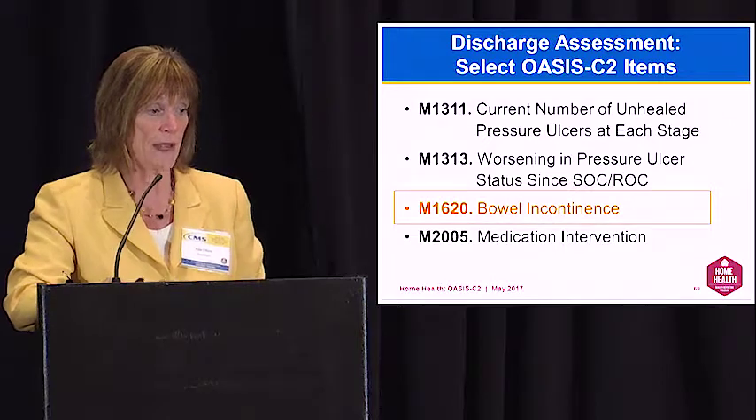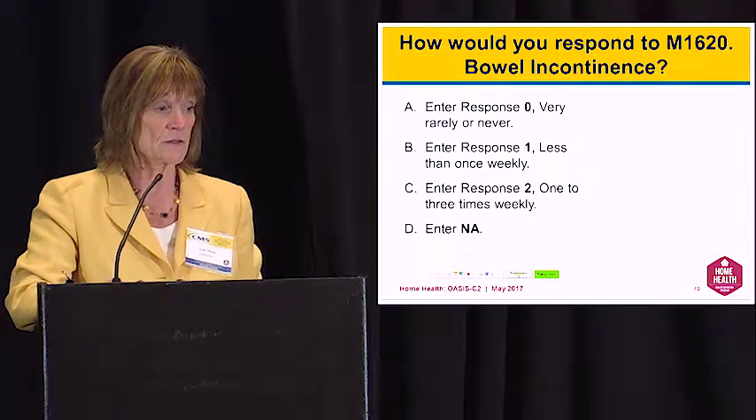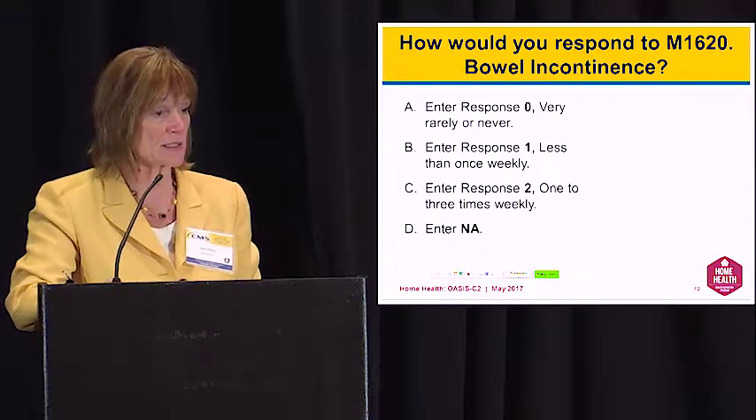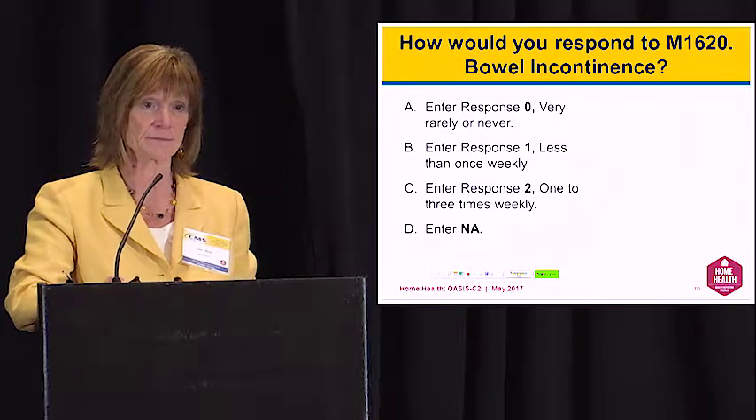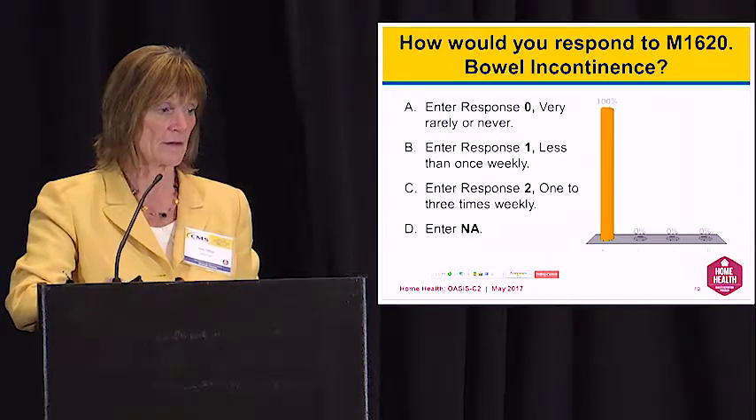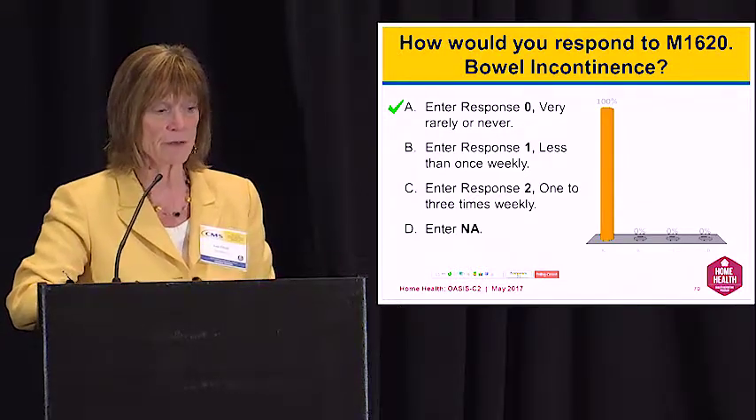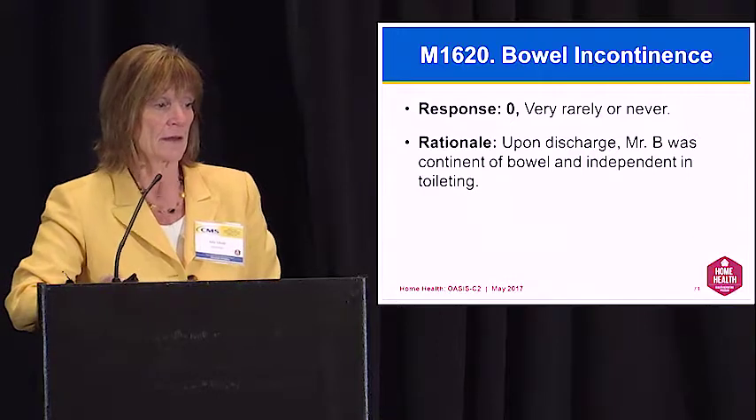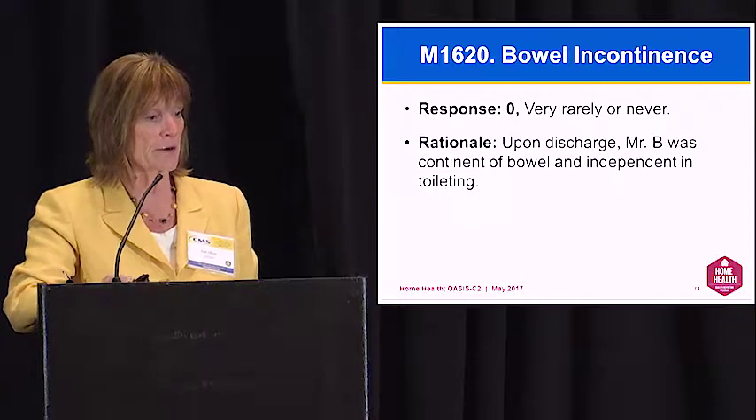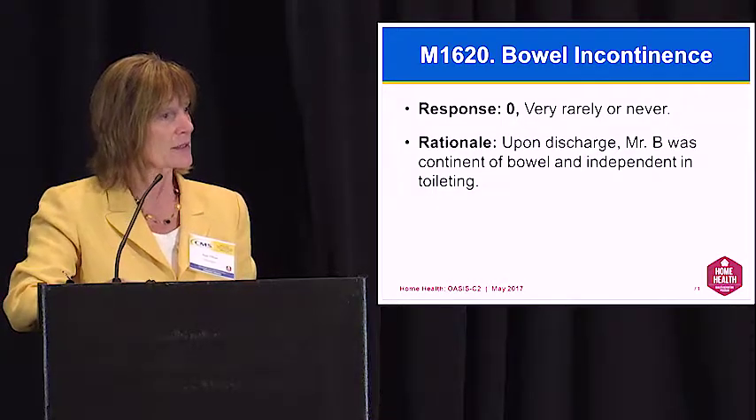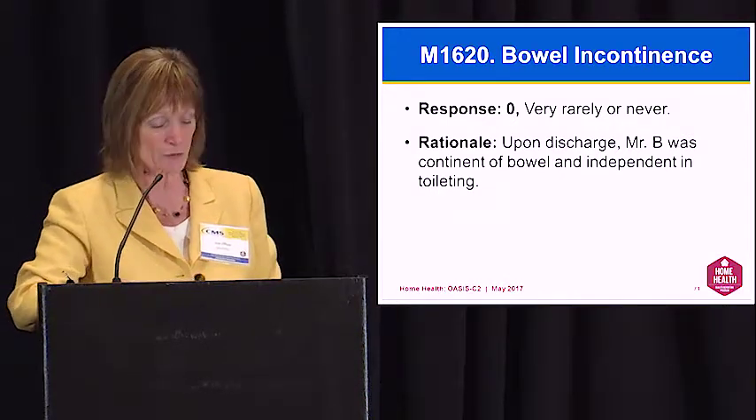So moving on to M1620 for bowel incontinence. So how did you all respond to M1620? This is another polling question. 100% got that correct. Yep, the answer was A, and the response was 0, very rarely or never. And the rationale for this was because upon discharge, Mr. B was continent of bowel and independent in toileting. So we had conditioned him, and he was doing so much better that he was able to get to the bathroom with no problems.